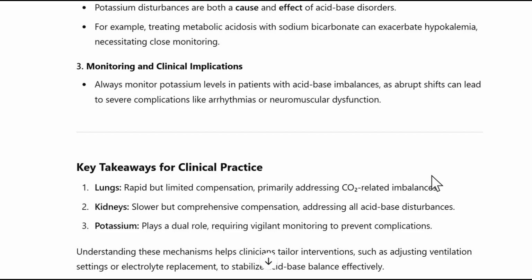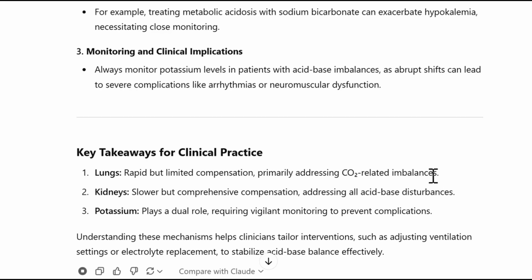Always monitor potassium levels in patients with acid-base imbalances, as abrupt shifts can lead to severe complications like arrhythmias or neuromuscular dysfunction. Key takeaways for clinical practice. 1. Lungs: rapid but limited compensation, primarily addressing CO2-related imbalances. 2. Kidneys: slower but comprehensive compensation, addressing all acid-base disturbances. 3. Potassium plays a dual role, requiring vigilant monitoring to prevent complications.